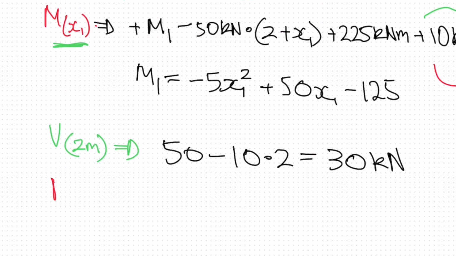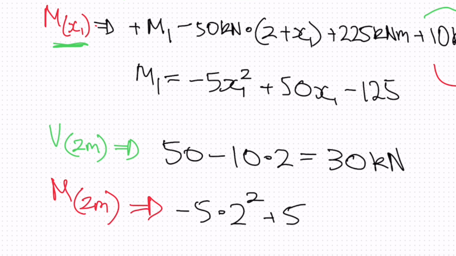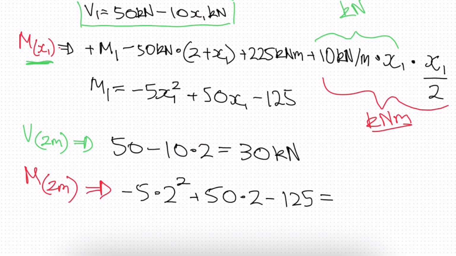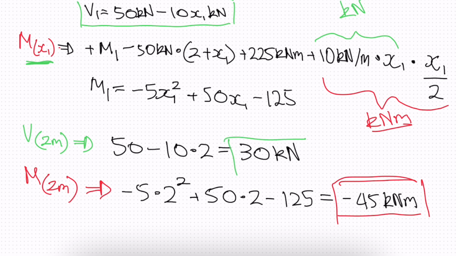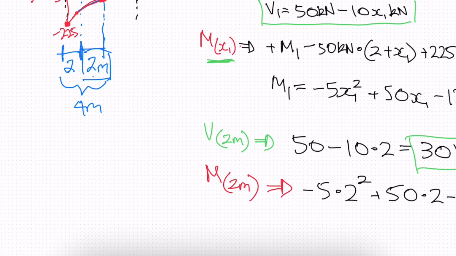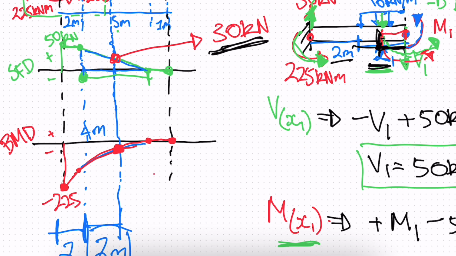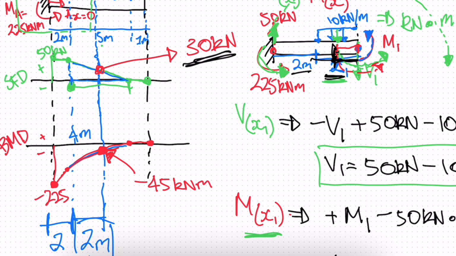So let's find our moment. Our moment is M, the function of 2 meters. So our M will be negative 5 times 2 squared plus 50 times 2 minus 125, which will be equal to negative 45 kilonewton meters. So now we found our moment and our shear values at 4 meters. So if we come back to our beam, this value here will be negative 45 kilonewton meters. So that's the solution. We have a negative 45 and we have 30 kilonewtons at 4 meters.